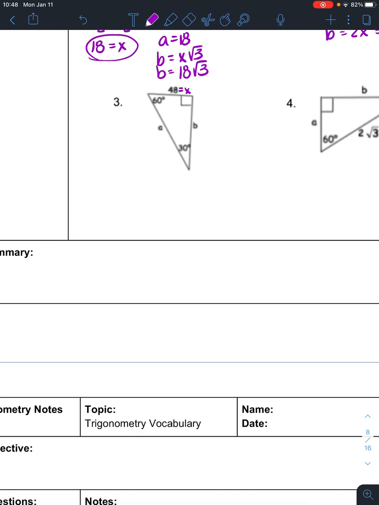Number 3, 48 is my short leg, b is my long leg, a is my hypotenuse. So I label it as such. I solve the equation that I can solve, so I know that x is equal to 48. If x is equal to 48 and a is 2 times x, then 2 times 48 is 96. And b is x root 3. Well, x was 48, so it would be 48 root 3. Those are your answers.